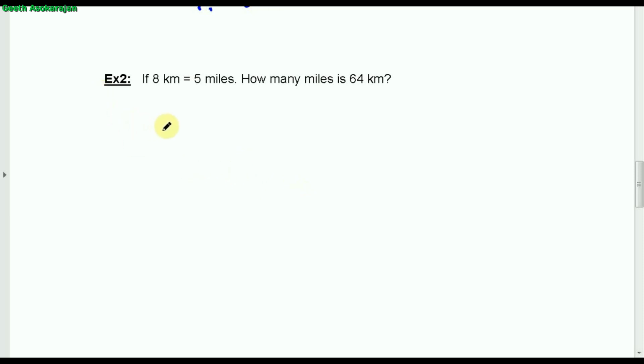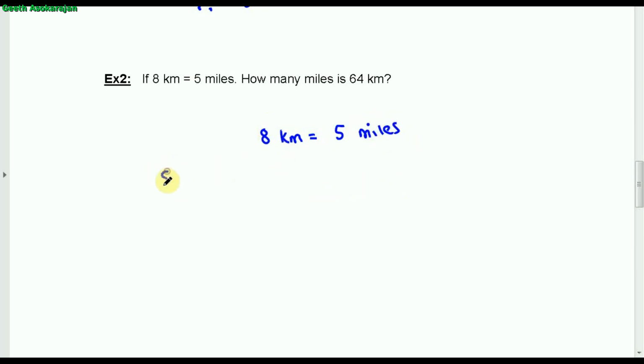Right, example number 2. If 8 kilometers is equal to 5 miles, how many miles is 64 kilometers? So 8 kilometers is 5 miles. How many miles is 64 kilometers? Let me write this down. So 8 kilometers is equal to 5 miles.